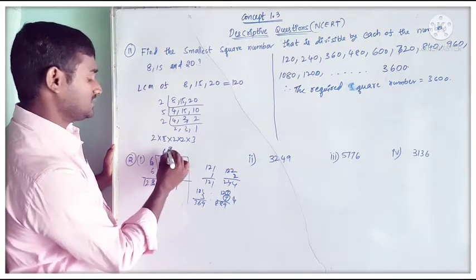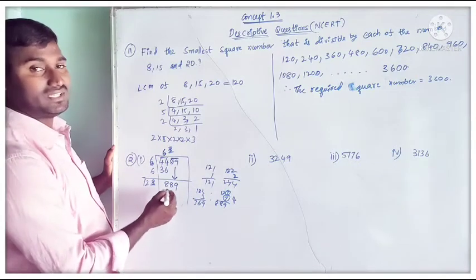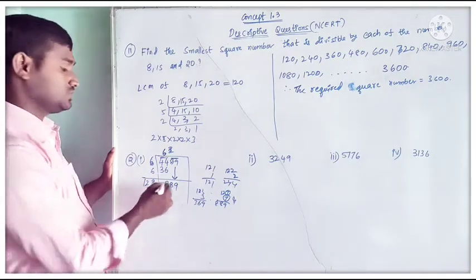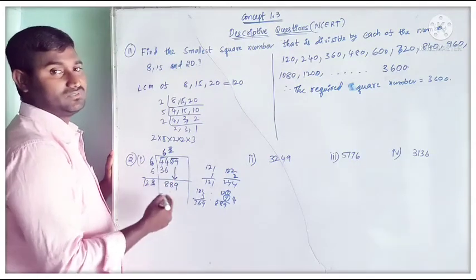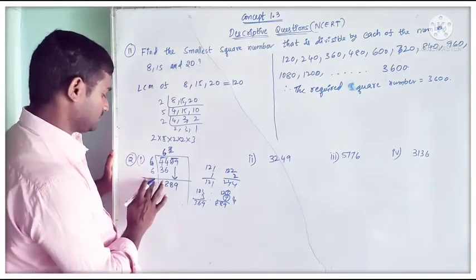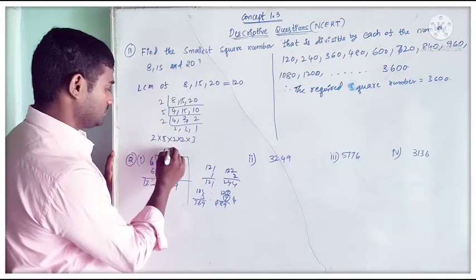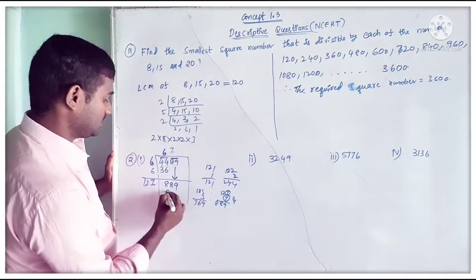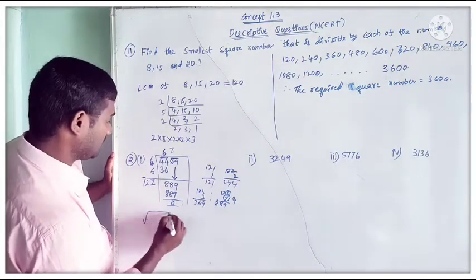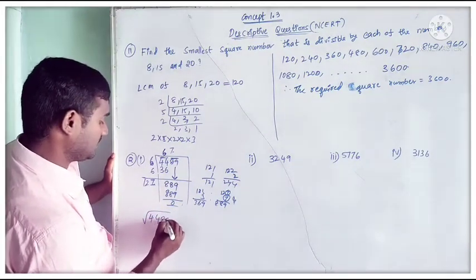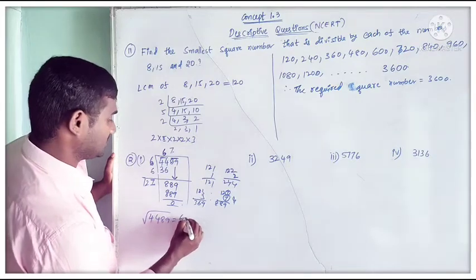If you go like this, you will get a number nearest or equal to this number. It is a perfect square, so we will get equal. So into 7, and that is 889, so the remainder is 0. So the square root of 4489 is equal to 67.